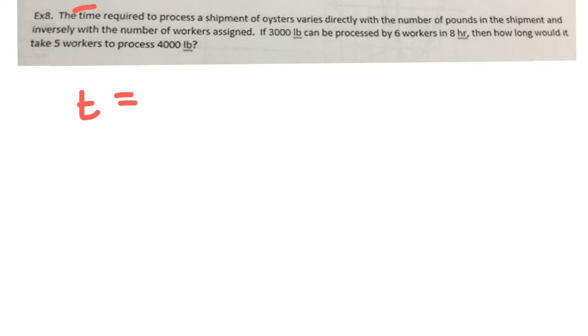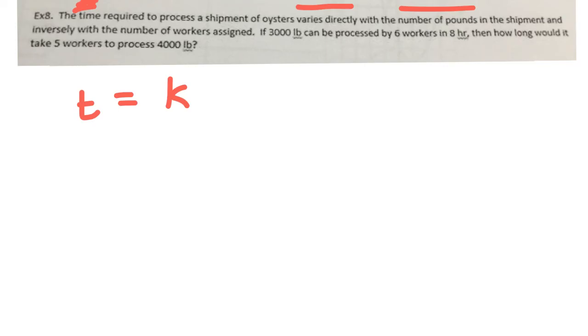It tells me time to process a shipment varies directly with the number of pounds. So time is equal to K times the weight, but it's inversely with the number of workers. That's great. So what variable do we want to use for workers? We'll do P for people.